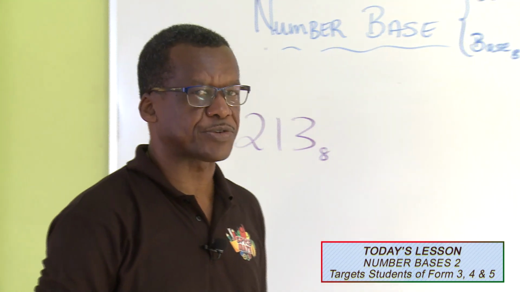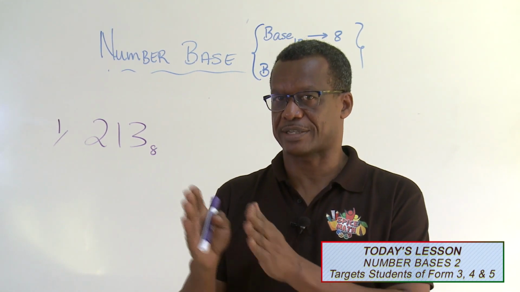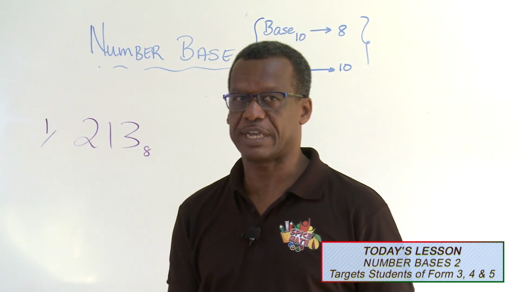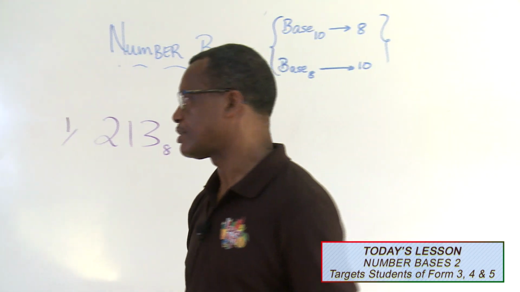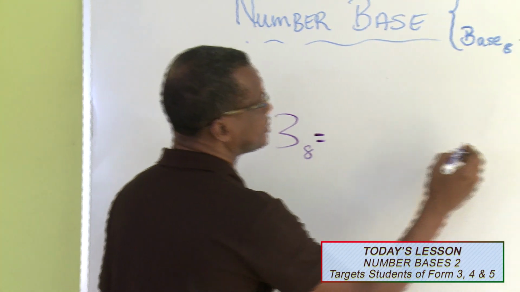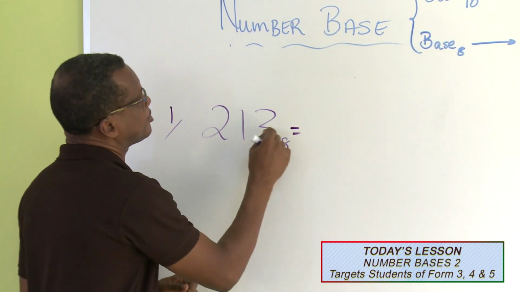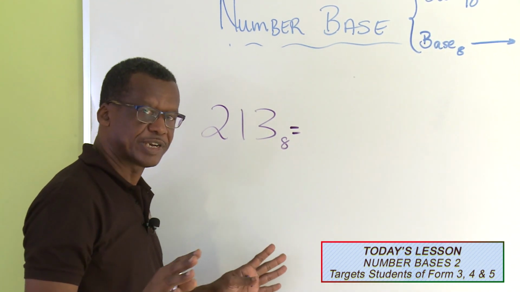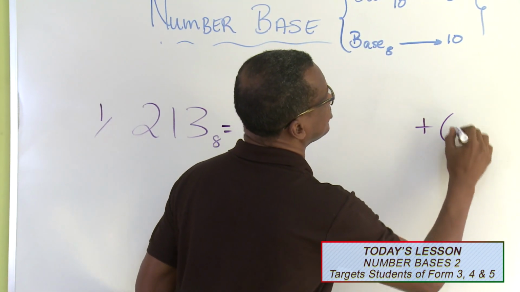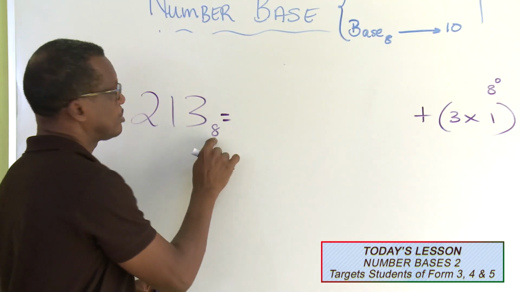So the number 213 base 8, once again, each place in that number has a specific value, and each place is guided by the base that we're working in. In this number, the first column would be ones, as in all bases, the very first column on the rightmost digit of all numbers would be ones or units. So that would be 3 times 1, or we can put in 8 to the power of 0 because we're working in base 8.